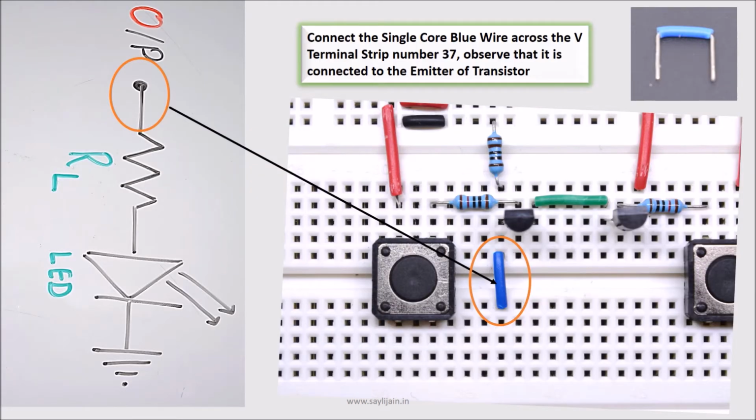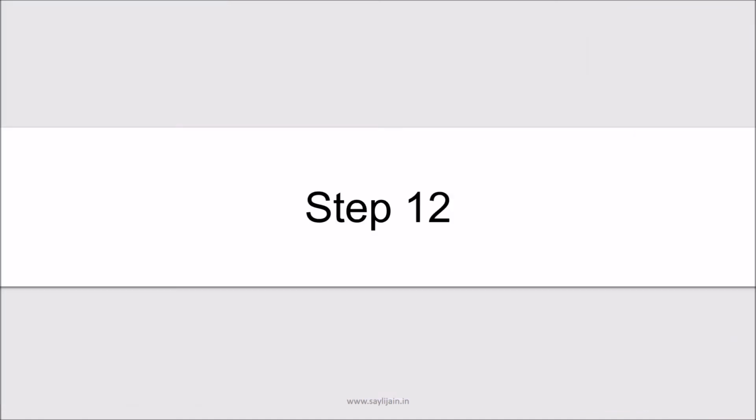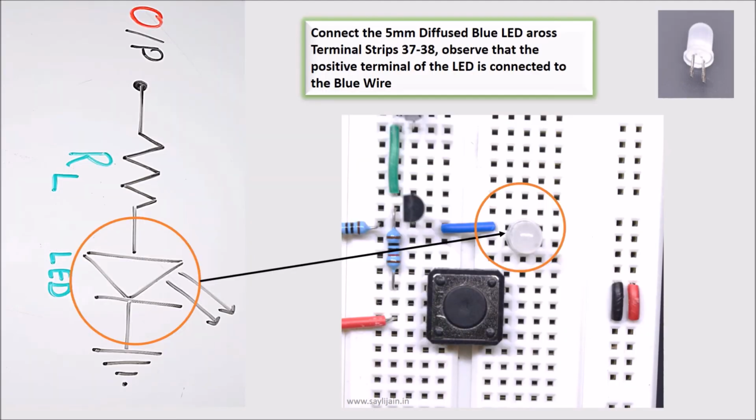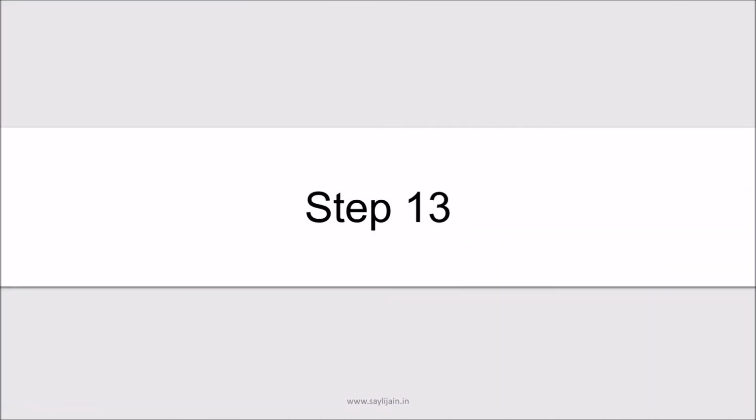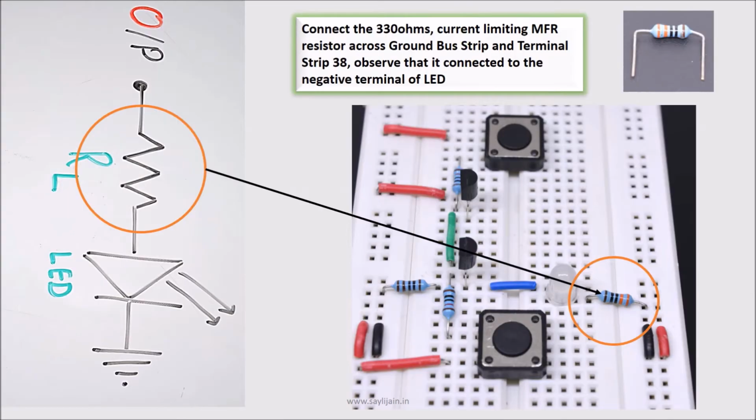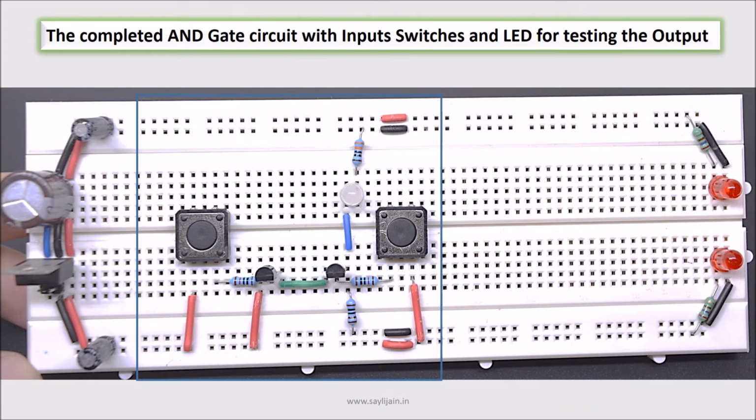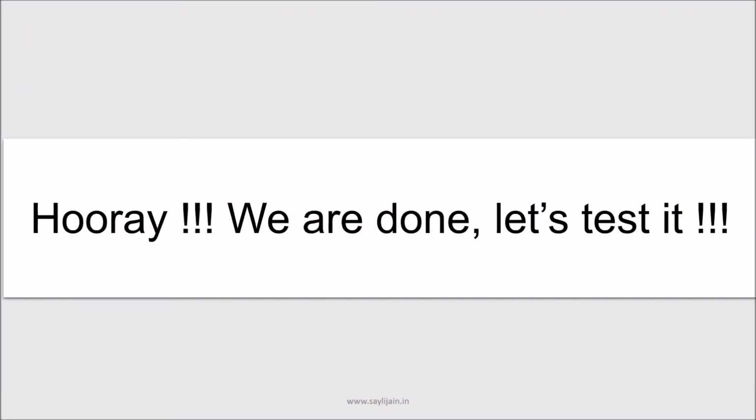And now I'll be placing in the LED. So I have connected this blue wire to the emitter, or the output of the circuit, the emitter of the transistor. And I have placed the LED over here. And in the circuit diagram, I have first placed a resistor, but in the circuit, I have first placed the LED. We can do it either way around. And like I said, this is the last step, placing the 330 ohm resistor, whose second leg is grounded. And this is a completed AND gate circuit. Yay! So we are done.